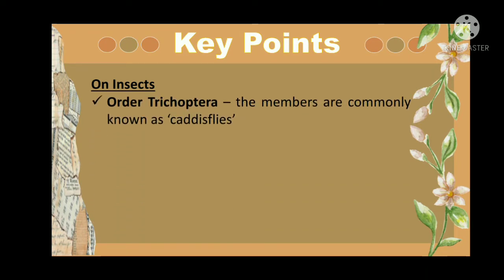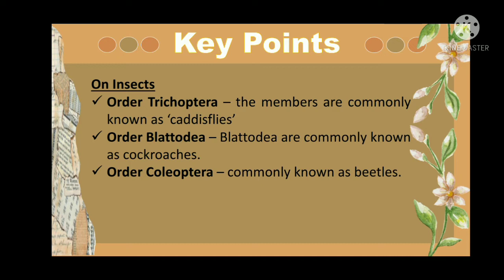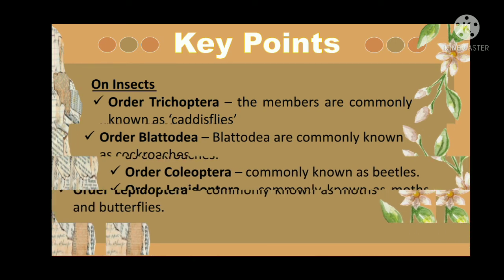Order Trichoptera. The members are commonly known as caddis flies. Order Blattodea. Blattodea are commonly known as cockroaches. Order Coleoptera, commonly known as beetles. Order Lepidoptera, commonly known as moths and butterflies.